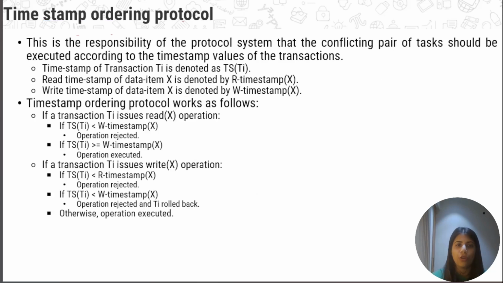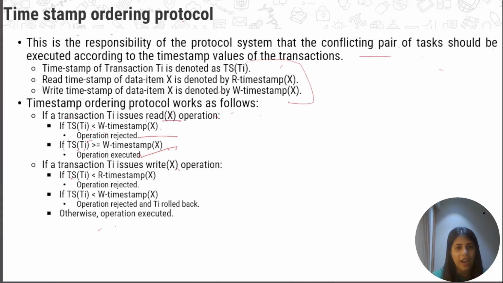Now, timestamp ordering protocol. This is the responsibility of the protocol system that the conflicting pair of tasks should be executed according to the timestamp values of the transaction. We have already established that कि time के according उसको priority दी जाएगी. Now we have already seen how it is denoted. Timestamp ordering protocol works as follows. If transaction Ti issued a read(X) operation, if timestamp of Ti is less than the write timestamp of X, the operation is rejected. If timestamp of Ti is greater than or equal to the write timestamp of X, then the operation will get executed. In the same manner, we will see the write operation also.